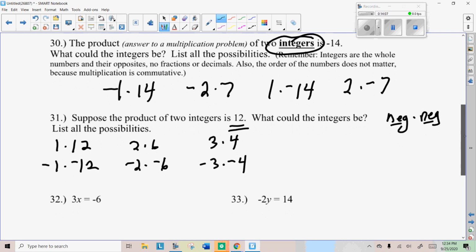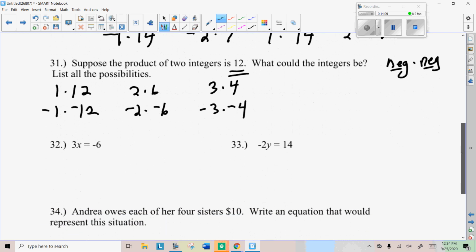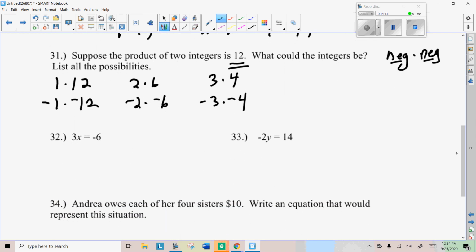Here's what I'm thinking. Hopefully you got them all. All right. On this one, this means 3 times what number equals negative 6? And the answer for that is, since we need a negative, we need to multiply by a negative. So I'm thinking negative 2. So x equals negative 2. Okay.